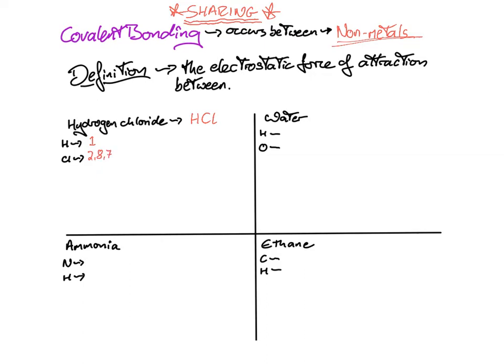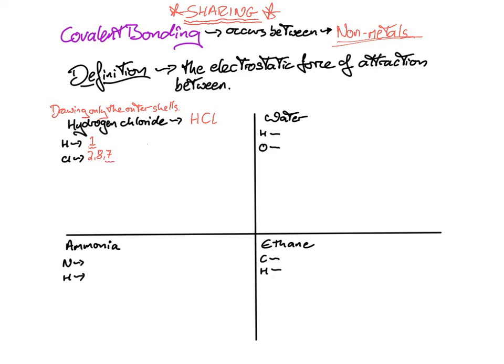Now, we are going to do all of these diagrams drawing only the outer shells, because 99 times out of 100, that is how you are asked to do it at GCSE and even at A level, to be honest. So we're going to draw showing just the outer shell. So we're interested in the 1 for the hydrogen and the 7 for the chlorine.